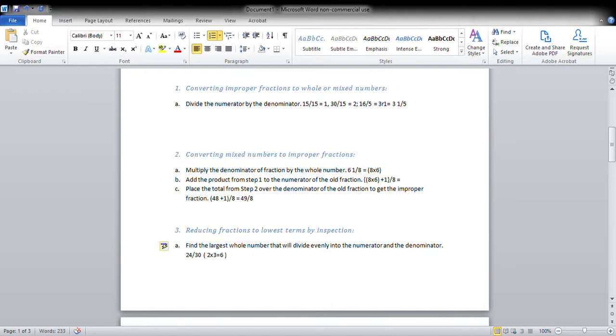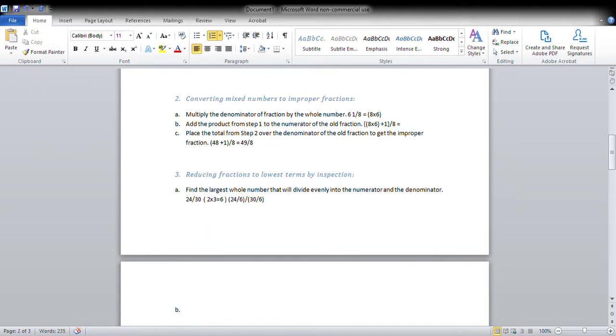So we now know that 24 divided by 6 over 30 divided by 6 will give us our answer. So what is 24 divided by 6? 24 divided by 6 is 4. What is 30 divided by 6? It's 5. So our answer is 4/5.